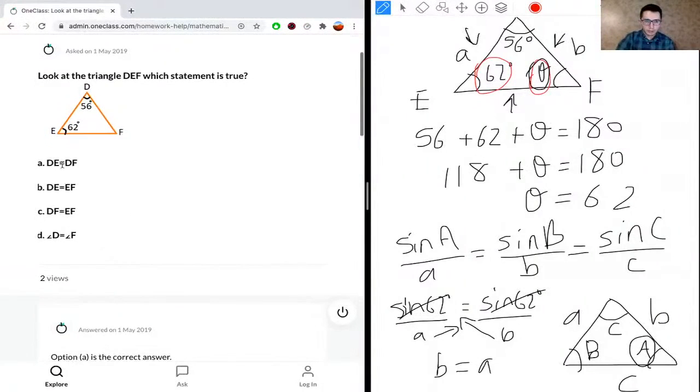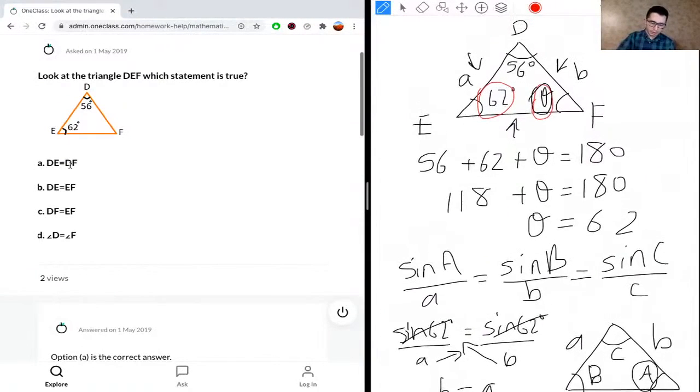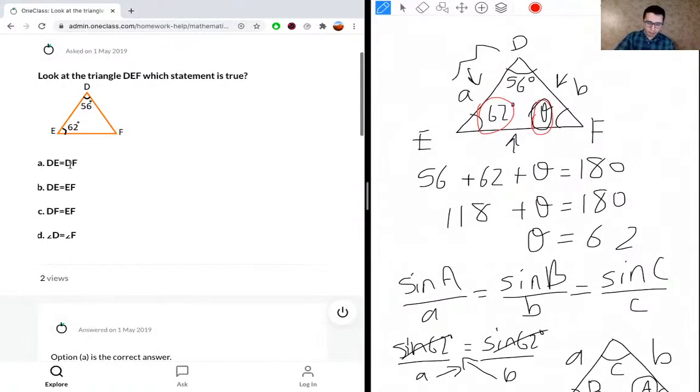So looking at the solutions, let's look above at DE. This side is equal to DF. So the first statement is true. We know that's true based on the sine law calculation that we did below. So A is correct. Let's double check that the other solutions are not correct.